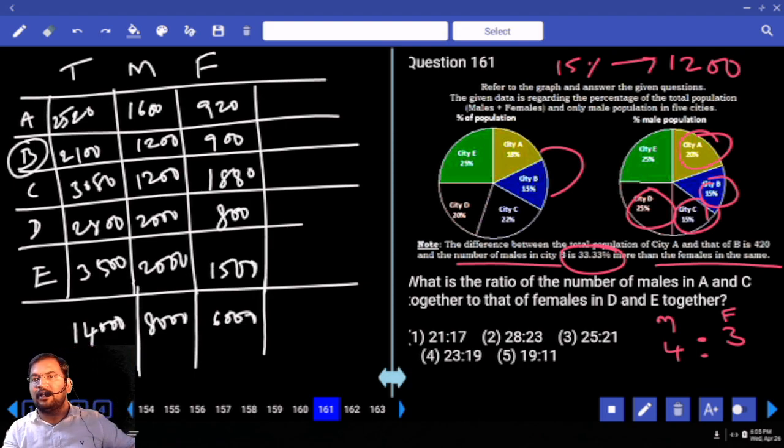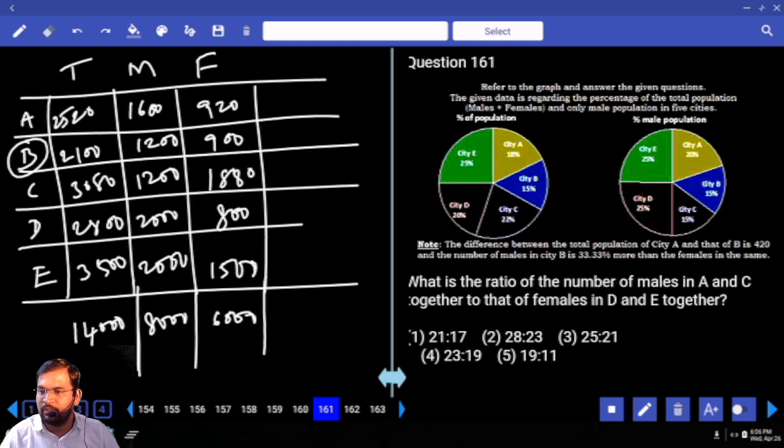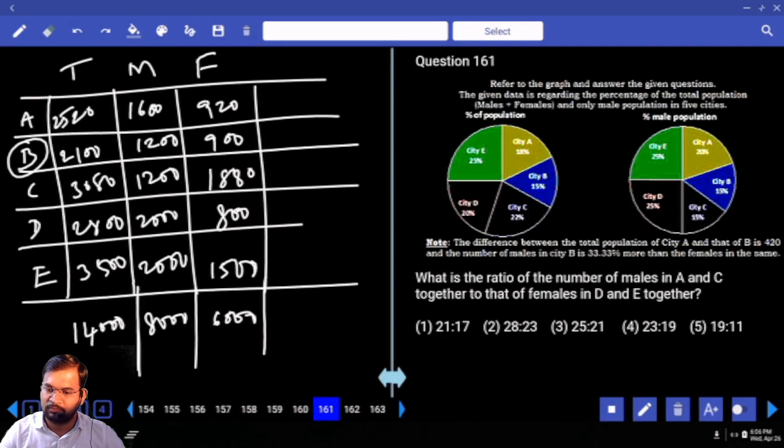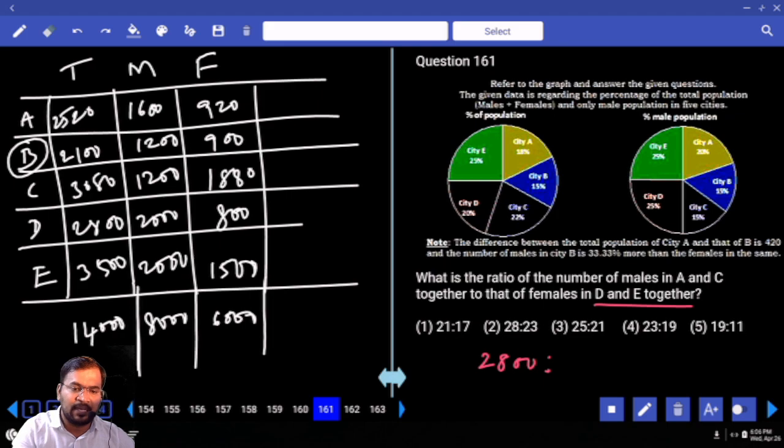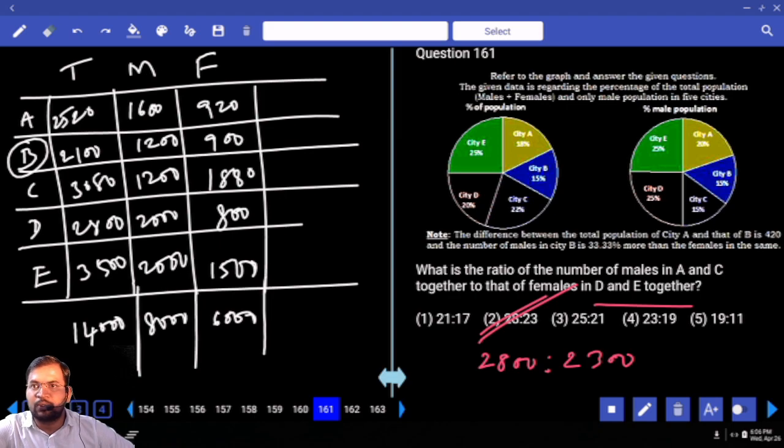So once you fill in this data, the questions are very easy for you. Are you ready? See the first question. What is the ratio of the number of males in AC together to the females in DE together? Males in AC together is 2,800. Females in DE together is 2,300. Ratio is 28:23. Are you ready?